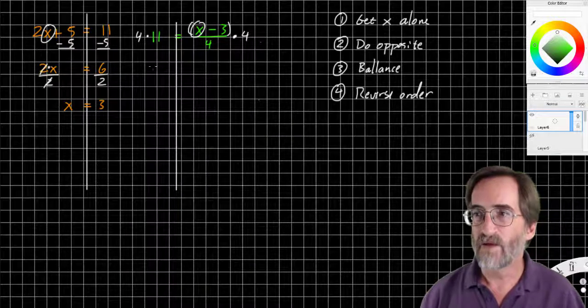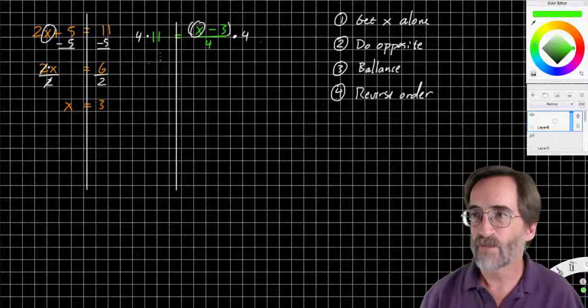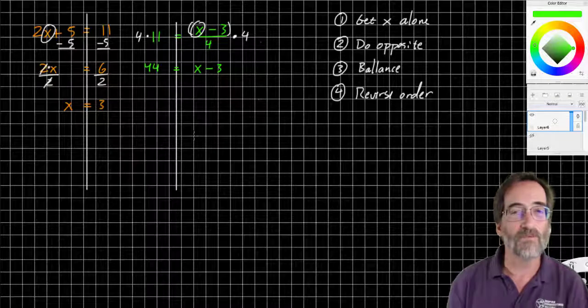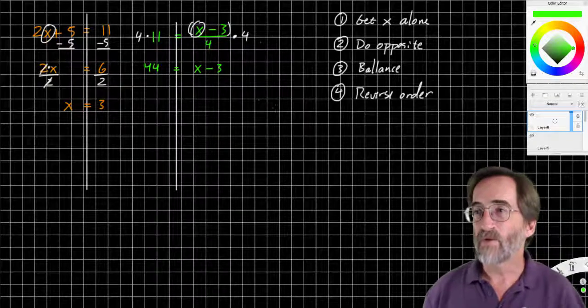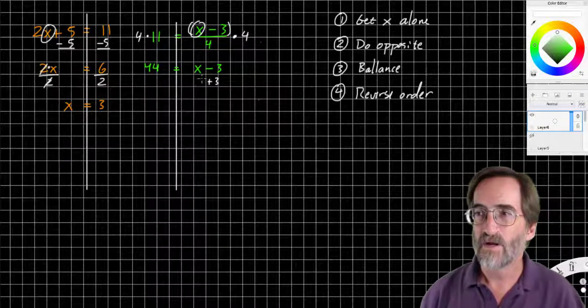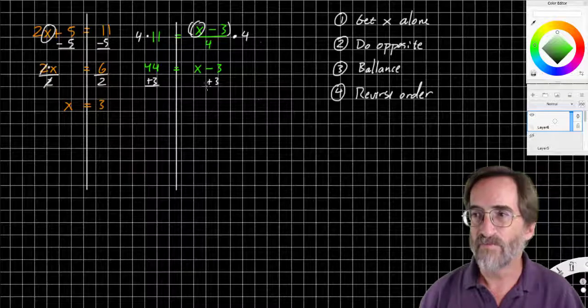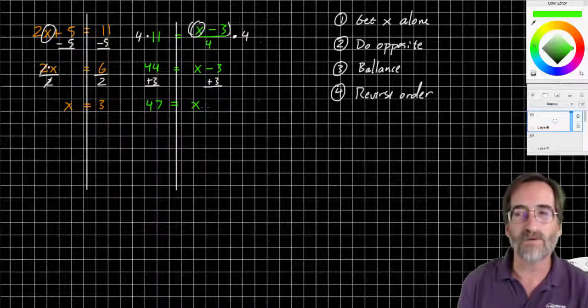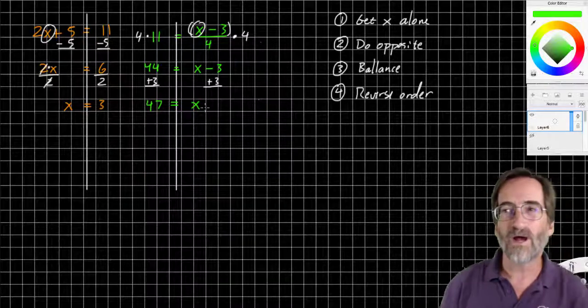Okay? 11 times 4 is 44. Okay, 4 divided by 4 cancels out, leaving 1, and 1 times x minus 3 is x minus 3. Okay, and we can drop the parentheses now that the 4 is gone. Now we want to get rid of the minus 3. We do opposites to get rid of it. Opposite of minus 3 is plus 3. If I add 3 to the right, I add 3 to the left. Okay, and 44 plus 3 is 47. So x is 47.